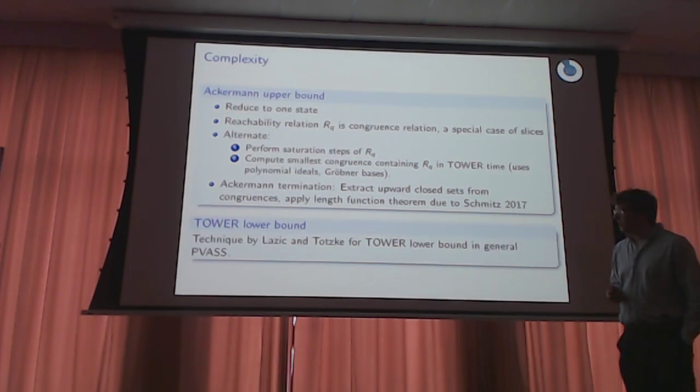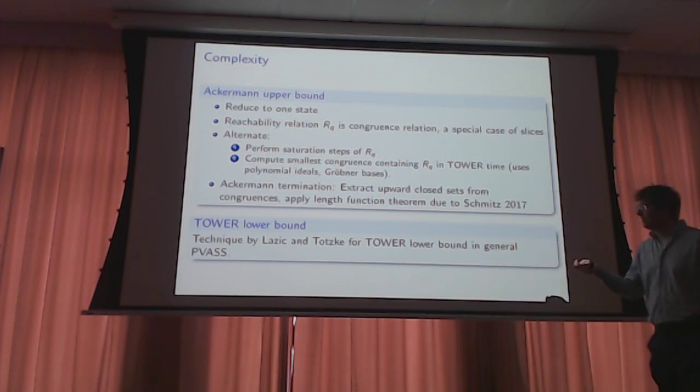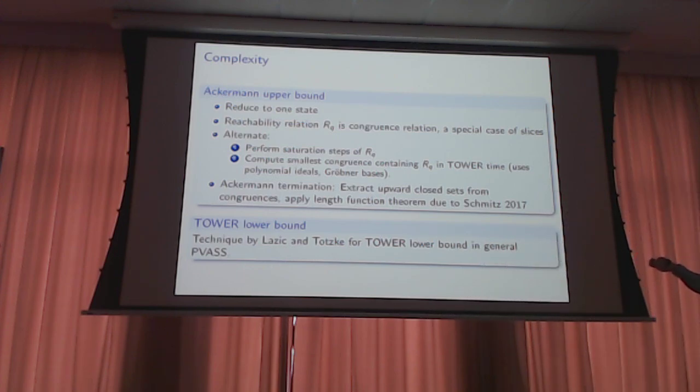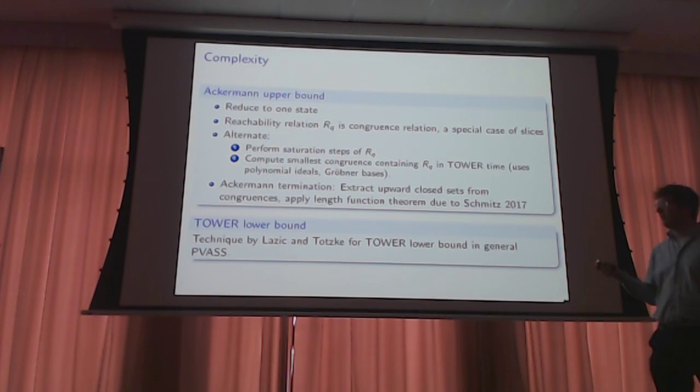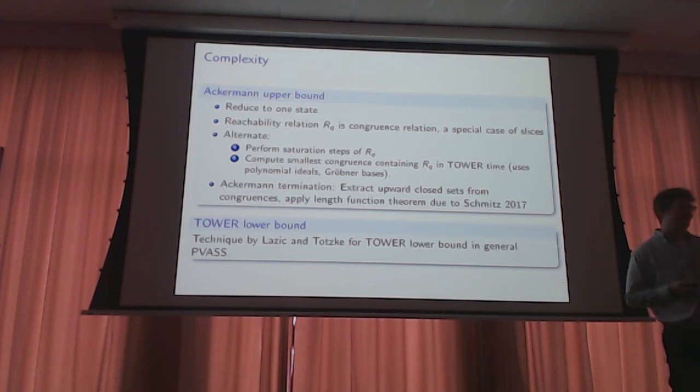There's a Tower lower bound, and this uses a technique by Ranko Lasic and Patrick Totzke, who showed a Tower lower bound for general PVAS back in, when was it, I think 2014. Of course, now it's obsolete because we already know for VAS it's Ackermann hard, but the technique is good to have because it translates to a bidirected set. Questions about this?